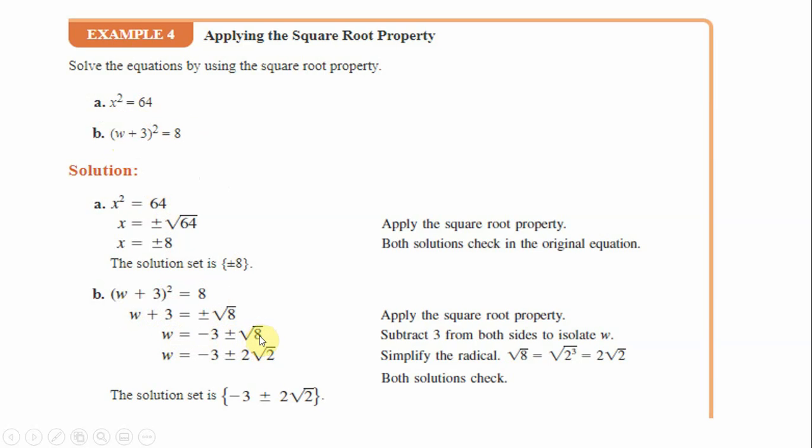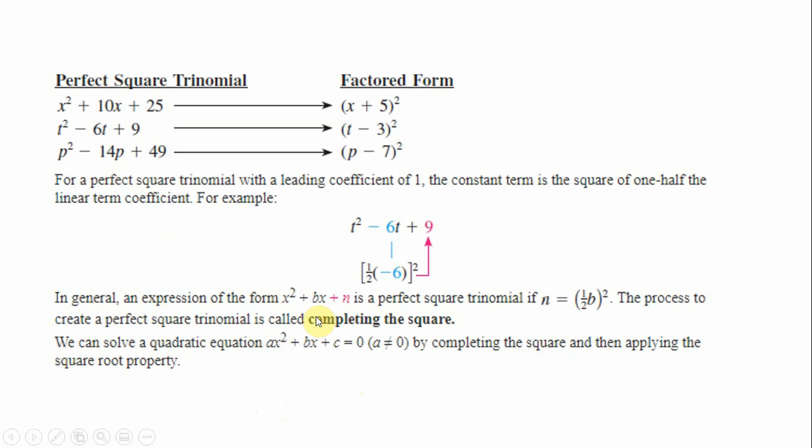And this can be written as 4 times 2. The 4 we can take out as a perfect square, and that's the 2 on the square root of 2. And that's our two solutions: negative 3 plus 2 times the square root of 2, and negative 3 minus 2 times the square root of 2.